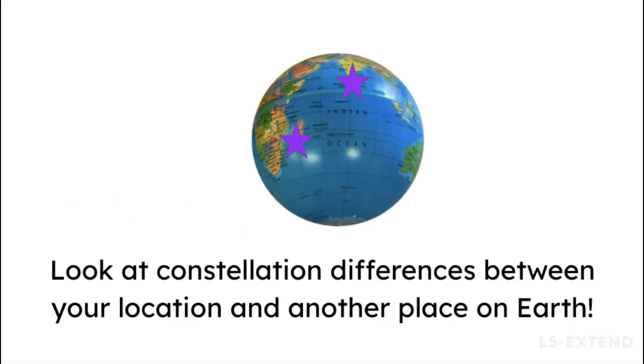For the optional Extend, you can have students consider constellation differences between their location and a second chosen location on Earth. For example, what constellations can they see on their birthday? How does this compare with someone living in a different location?